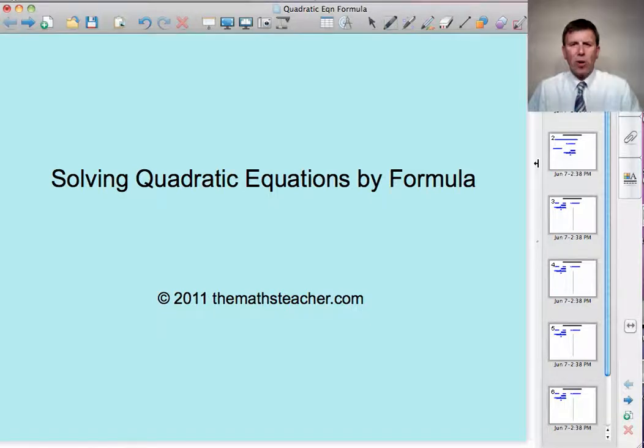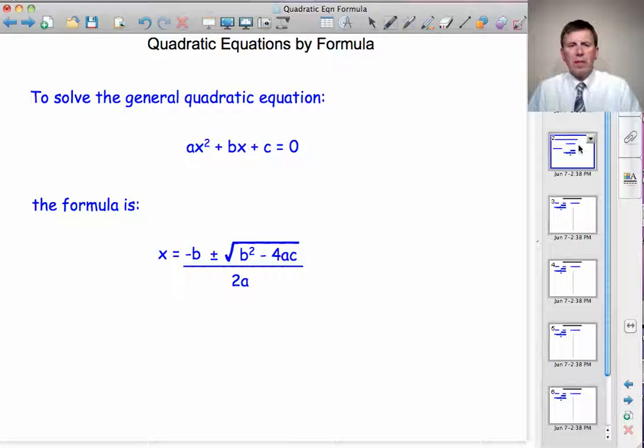Hello and welcome to a short lesson on solving quadratic equations using the quadratic formula. In this lesson I'll introduce the formula and then we'll work through 4 examples of solving quadratic equations. To begin then, to solve the general quadratic equation ax squared plus bx plus c equals 0.